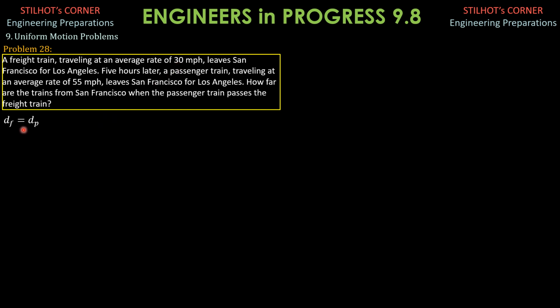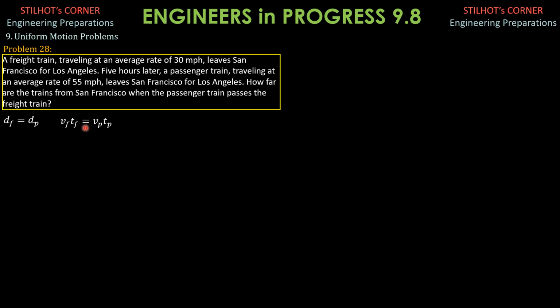So the distance of the freight train equals the distance of the passenger train. The distance of the freight train is the speed of the freight train, which is 30, times the travel time, t plus 5, while the distance for the passenger train is the average speed 55 times time t. So speed of the freight train times travel time of the freight train equals speed of the passenger train times travel time of the passenger train. So this is a detailed solution actually.